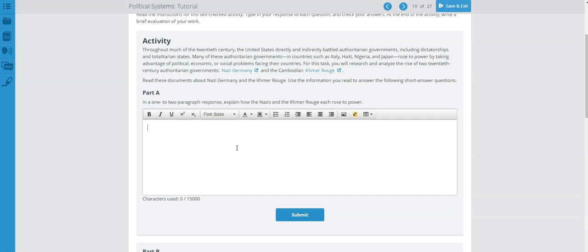Please make sure, I always emphasize, it is better for you to write more and tell your teacher what you're understanding than not writing enough. In this case, you're asked to write 2 paragraphs or at least 1 paragraph, but I highly encourage you to focus on 2 paragraphs. You use 1 paragraph to talk about how the Nazis rose to power, and you use another paragraph to talk about the Cambodian Khmer Rouge. Again, we're focusing on how both of these governments were able to take control of their countries.